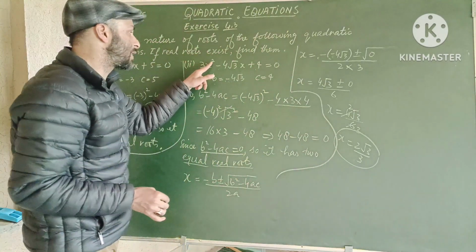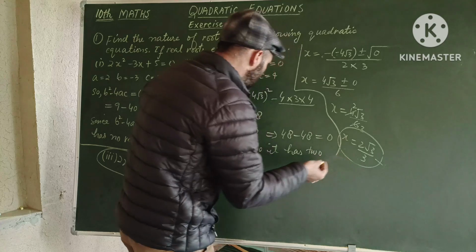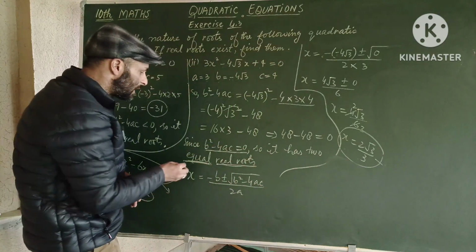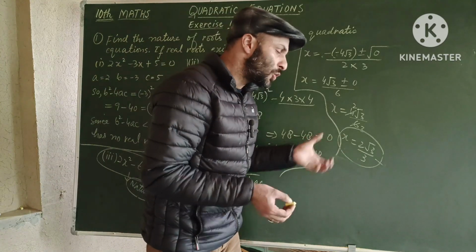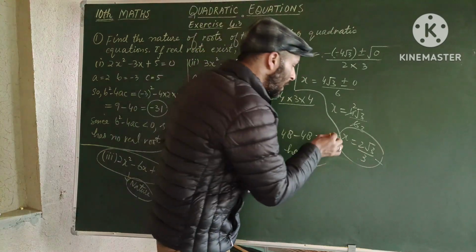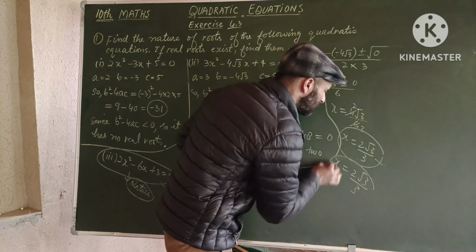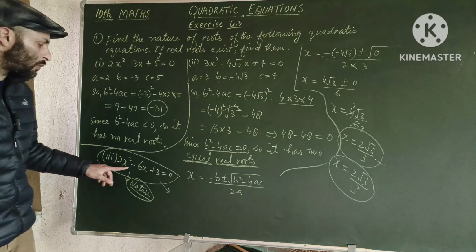Since this is a quadratic equation with highest power 2, it has either 0 roots or 2 equal roots. Here b square minus 4ac is equal to 0, so there are two equal real roots, each 2 root 3 divided by 3. Now the third part is 2x square minus 6x plus 3 is equal to 0.